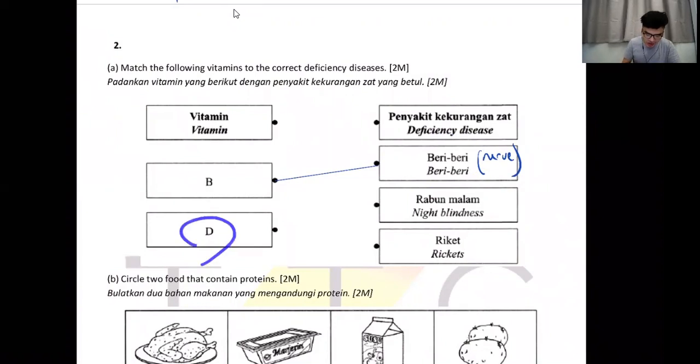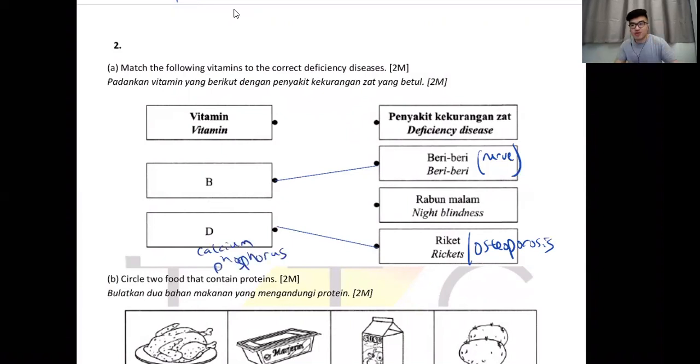So D is your rickets. Rickets is when your bones become brittle, or you can say osteoporosis. This is mostly for middle-aged women, especially when you hit menopause. When your period stops, you will lose a lot of calcium. So this is why D is tied together with calcium and phosphorus. These three are friends that keep your bones and teeth healthy.